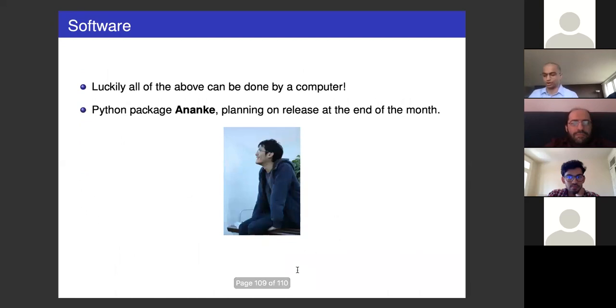So this sounds like a whole lot, and obviously it's quite difficult. It may be quite difficult to implement if you're not used to graphs and semiparametrics. So luckily, all of the above can be done by a computer. And what we're trying to do is develop this package, Ananke, a Python package that we're planning on releasing at the end of the month.